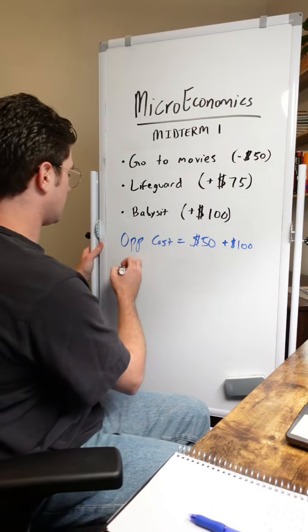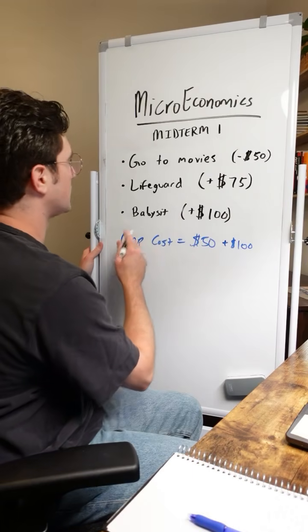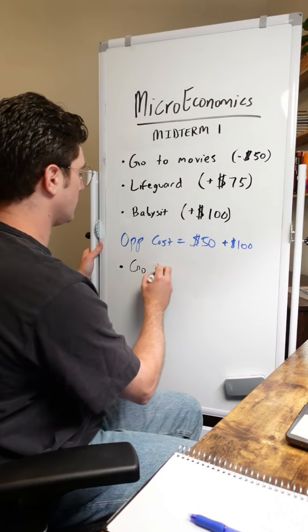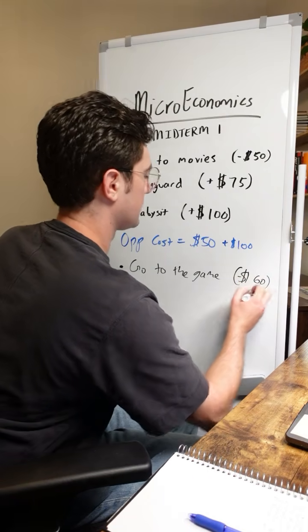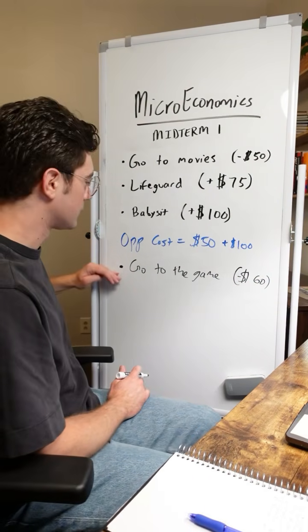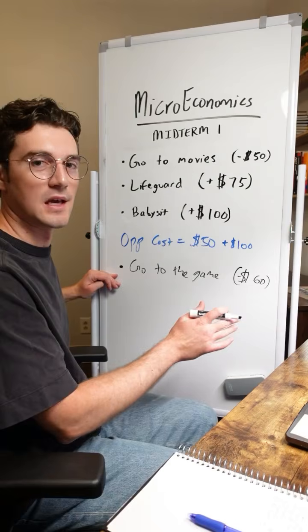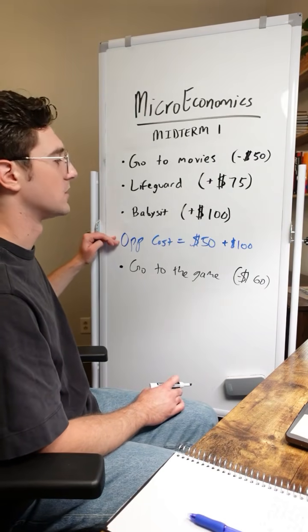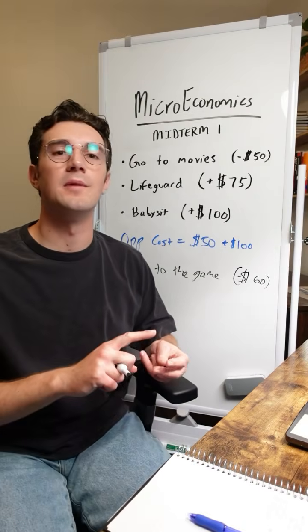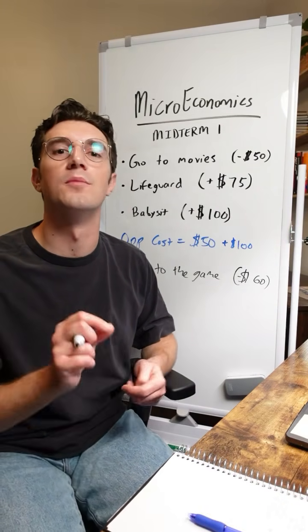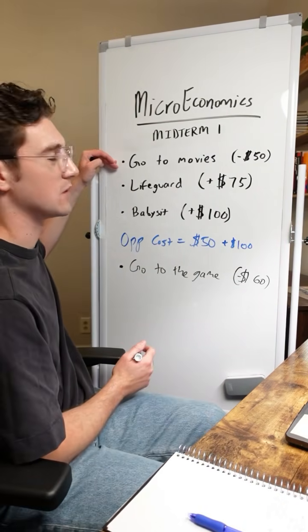And just for full visibility here, let's say that there was another option here. It was like go to the game. And that was minus, let's say $60. If you decide to go to the movies, you don't lose anything by not going to the game. So that's why it wouldn't be factored into opportunity cost. This implicit cost here is more so about value, income, earnings that you're missing out on by making this choice of going to the movies.